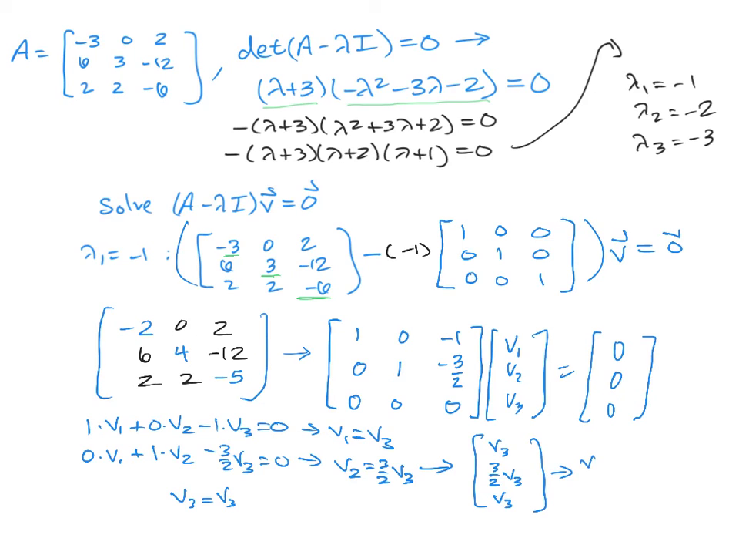If we factor out a v3, we've got 1, 3 halves, and 1. If we now multiply by a 2, we get a more preferred eigenvector of 2, 3, 2. So 2, 3, 2 is the eigenvector corresponding to lambda 1 equals negative 1. In the next video, we'll go through and find the other two corresponding eigenvectors.